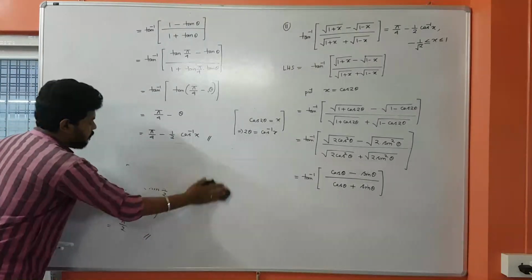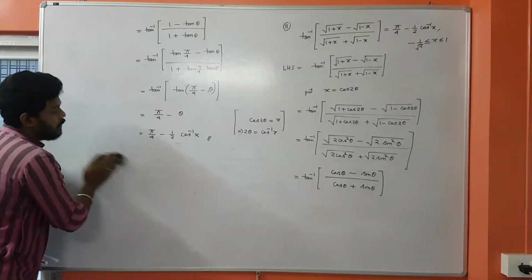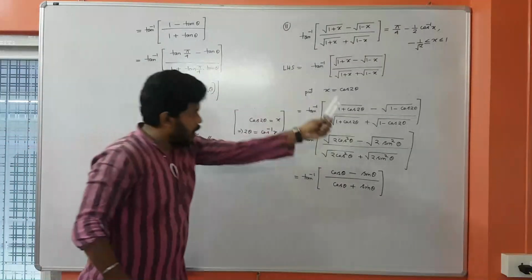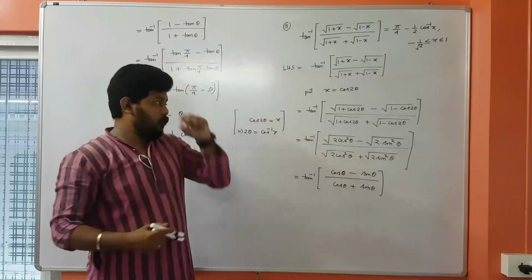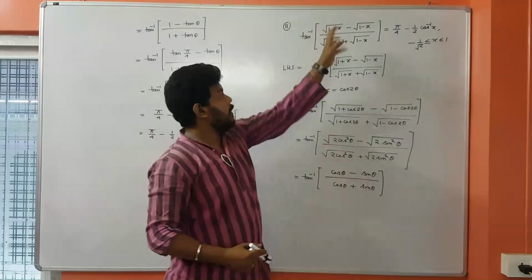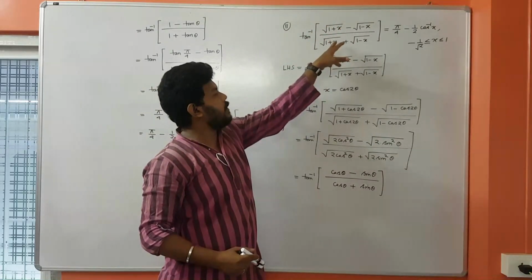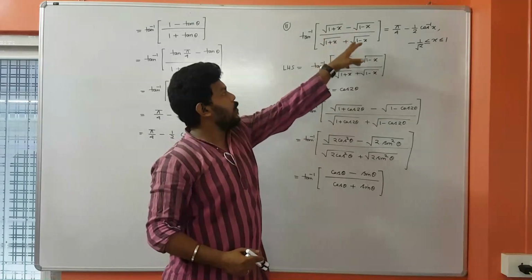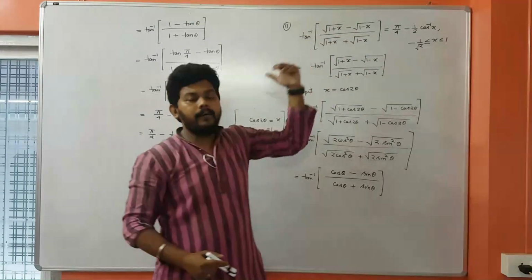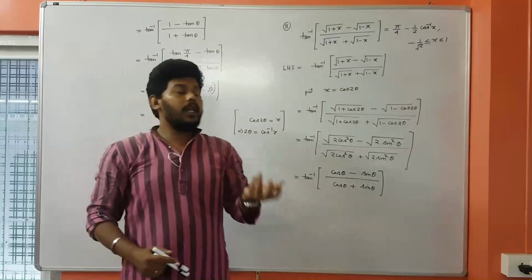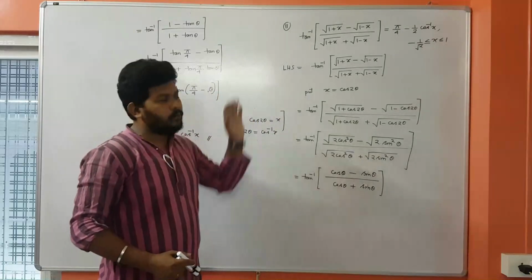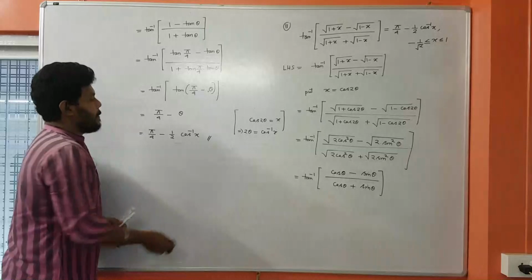Now question number 12. This problem has another solution too. If you multiply by the conjugate, root of 1 plus x minus root of 1 minus x, in the numerator and denominator, that is, if I rationalize, you can simplify the question.